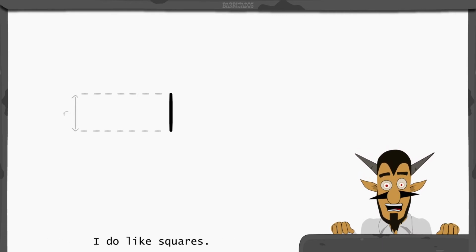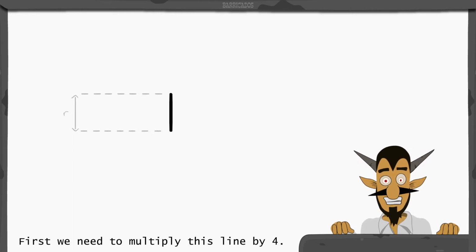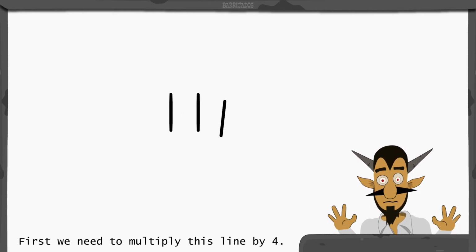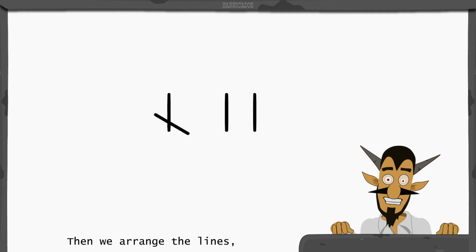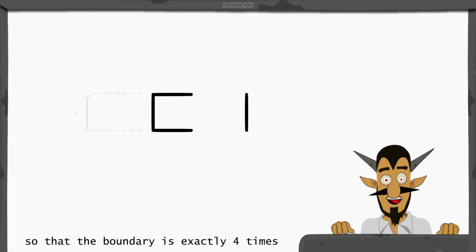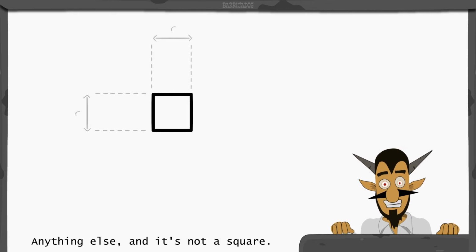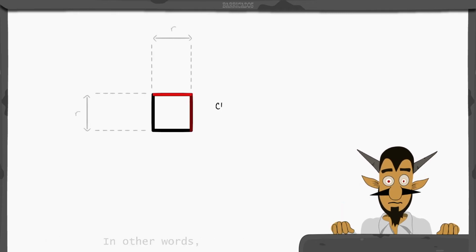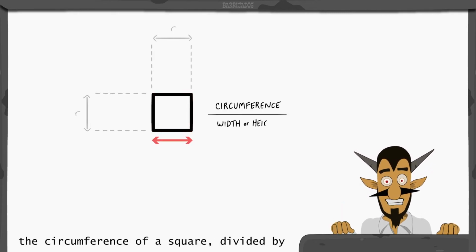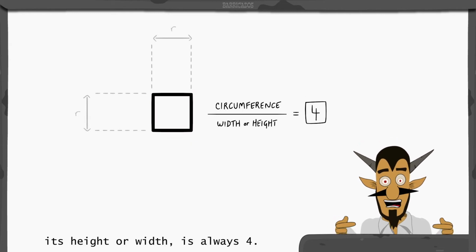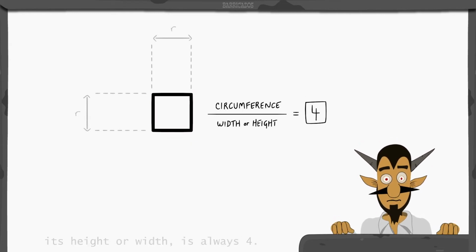I do like squares. First we need to multiply this line by 4. Then we arrange the lines, so that the boundary is exactly 4 times its width and height. Anything else, and it's not a square. In other words, the circumference of a square, divided by its height or width, is always 4.